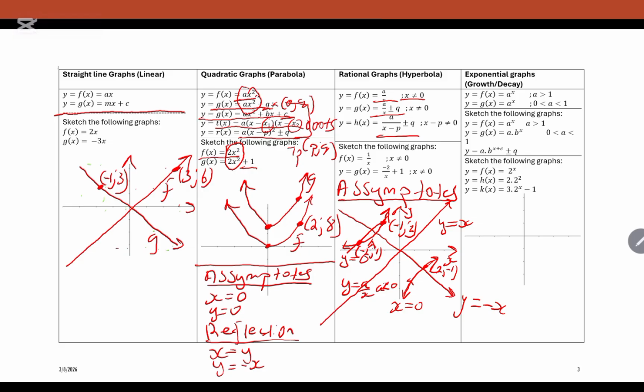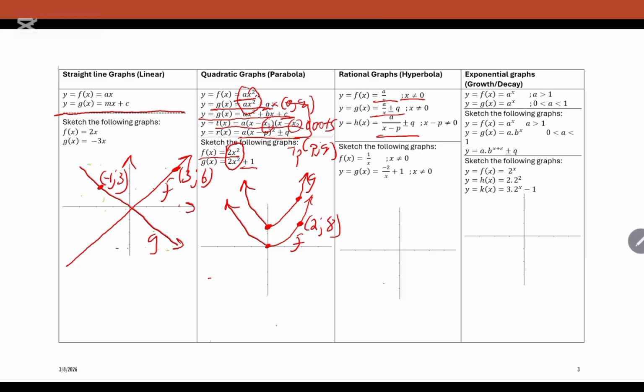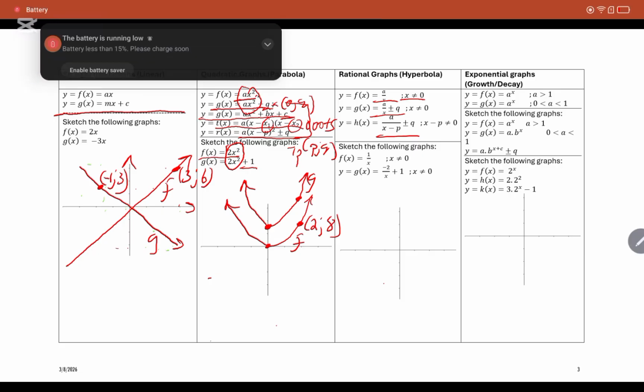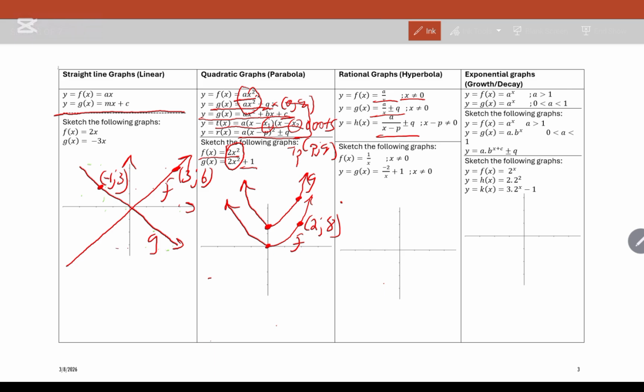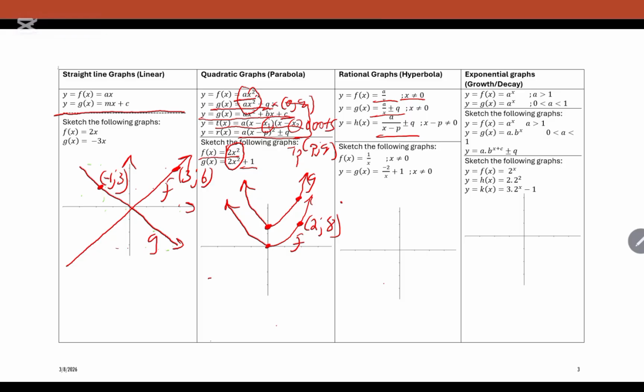Let us now sketch the given graphs of the hyperbola, with the instruction that is given there that we must sketch them. The first graph that we are going to sketch is f of x is equal to 1 over x. The value of a is positive, therefore the graph is found in the first quadrant and the third quadrant. So the graph goes like that.